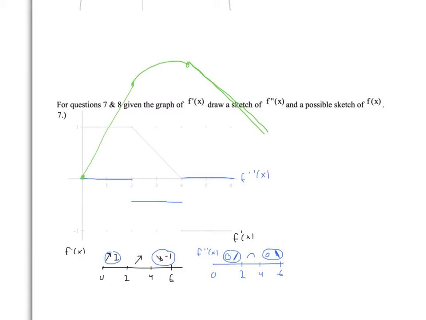So again, constant increase because this number was positive. Concave down but increasing: concave down because this was negative, increasing because these numbers were positive. And then a straight line that's decreasing because the slope was constantly negative 1. I knew it was a straight line because it had no concavity.